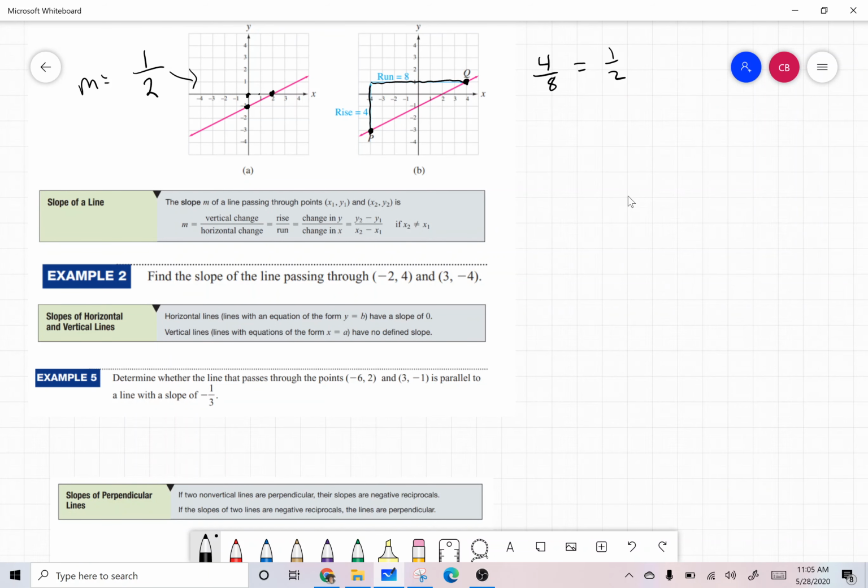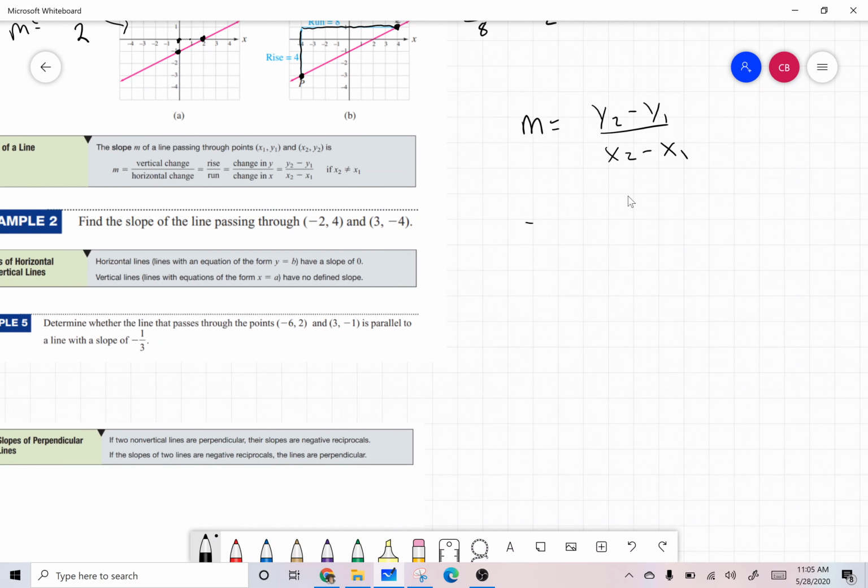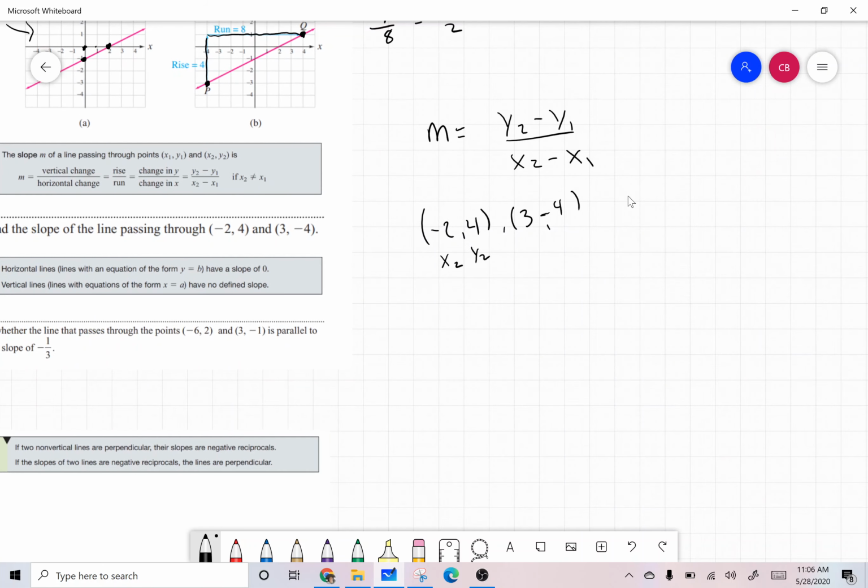The slope can also be found using a slope formula, which is y2 minus y1 over x2 minus x1. If I wanted to find the slope of a line passing through -2, 4 and 3, -4, I could simply plug those in. My only recommendation is whatever you choose to be your y1 and y2, just make sure that they line up vertically with x1 and x2. So for instance, I'm going to say this is my y2, so this has to be my x2. Notice that in the formula they're right on top of each other.